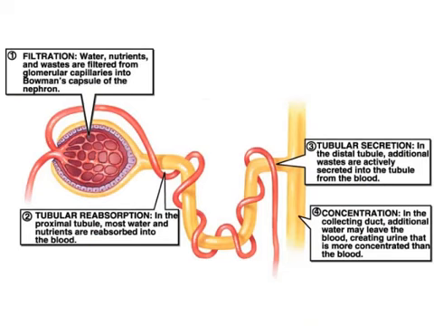So here's another picture, a nice summary picture. First I have filtration, where I take everything out of the blood, good and bad, and put it into the Bowman's capsule and the renal tubule. Then I have reabsorption, where the good things go back into the blood. I'm drawing them going from the yellow part back into the blood there. And then finally, I have secretion, where the bad things that are still in the blood go into my waste tube. So I'm having things leaving the blood and going into that tubule there.